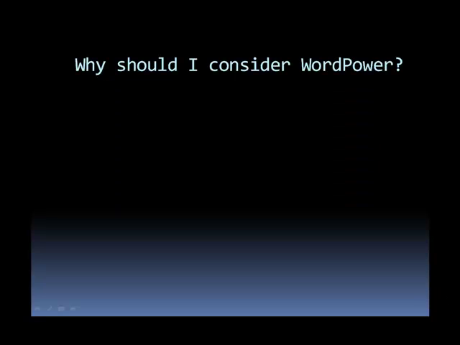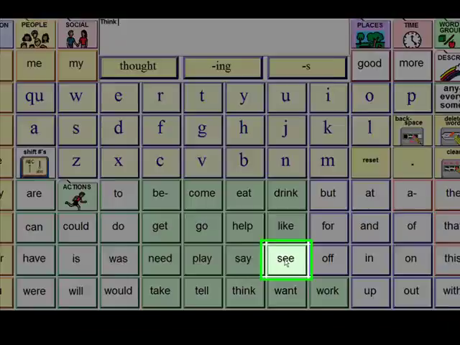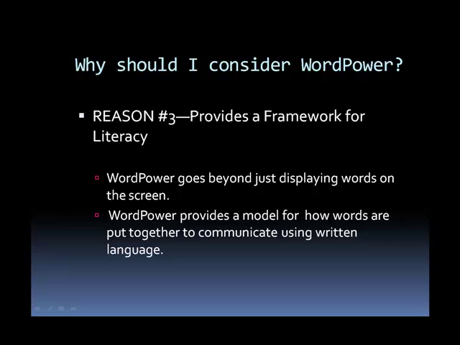The third reason to consider Word Power is that it provides a framework for literacy. This is important because we know that literacy is the key to communicative success. Word Power supports literacy, first of all, at a very basic level, when the child sees the word, selects the word, and hears the word. Think, see, say.